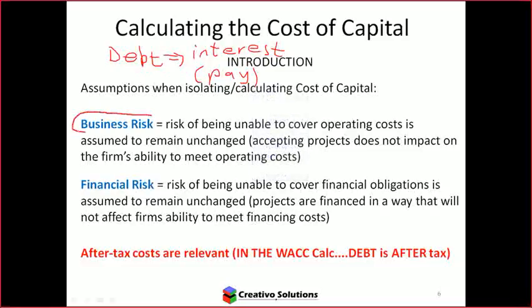Okay, so business risk. The risk of being unable to cover operating costs is assumed to remain unchanged. Accepting projects does not impact the firm's ability to operate. That's the first assumption. So when we're looking at cost of capital, if you decide to use more interest or equity, does that affect your ability to operate? No. In reality it will, but in terms of theory, we're going to keep it constant.